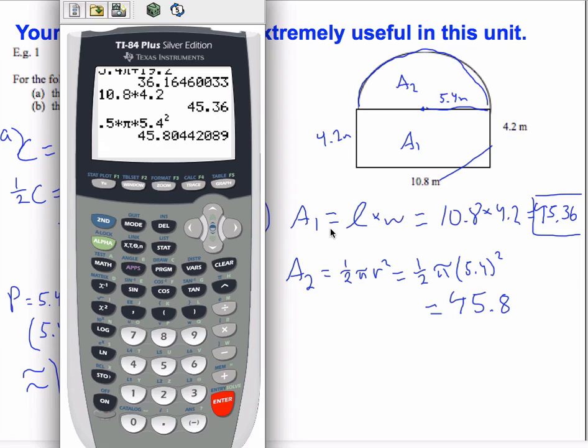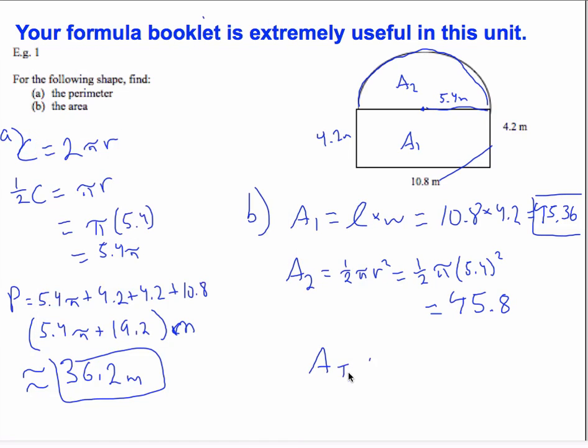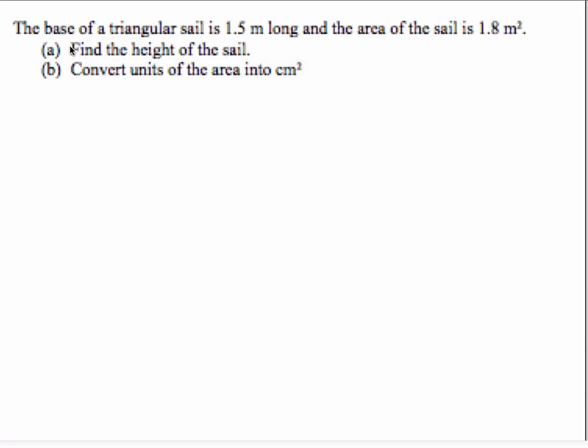So I'm just going to add 45.36 to this number to get my total area. So it's 91.2. So the area total equals 91.2. Don't forget our units. We have meters here. This is area, so it's square meters. 91.2 square meters.